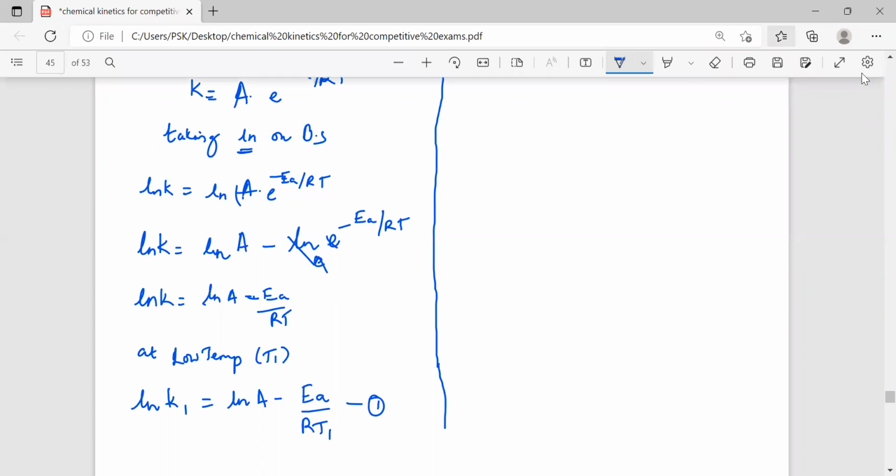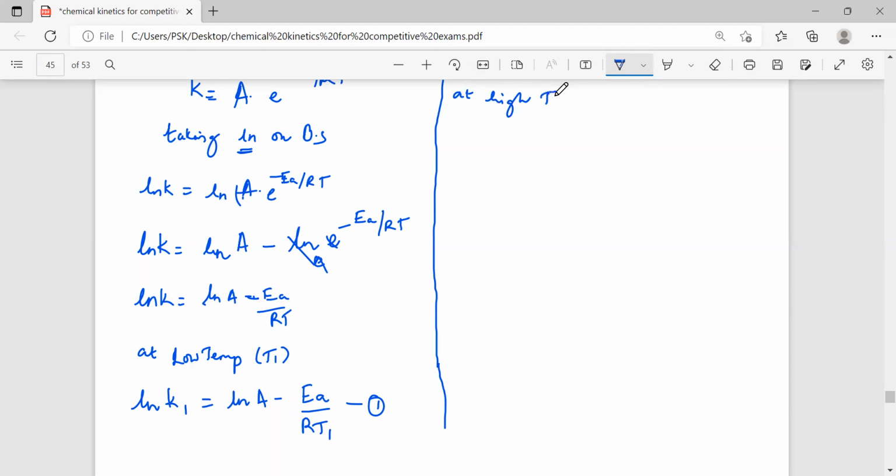The second is, maybe we can write here at high temperature. At high temperature, we can represent high temperature to be T2. At high temperature, we can write this equation as natural log of K2 is equal to natural log of A minus EA by RT2. This is equation 2. Now we can see equation 2 has the larger value because temperature is high. So equation 2 minus equation 1.